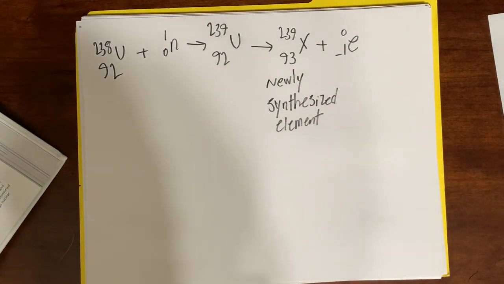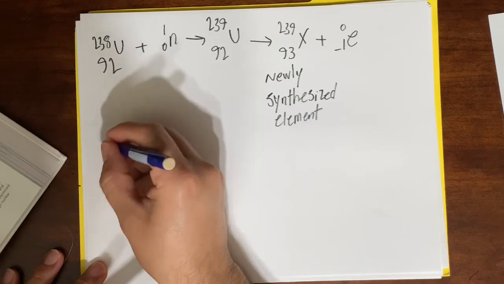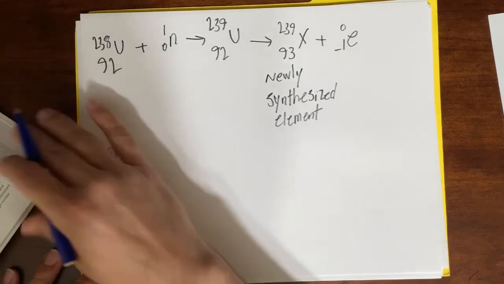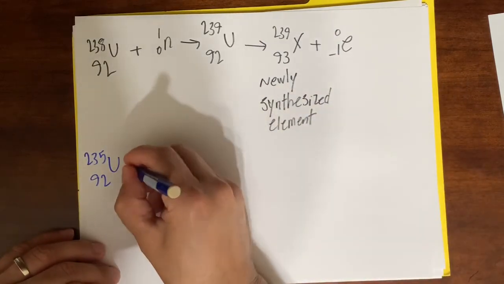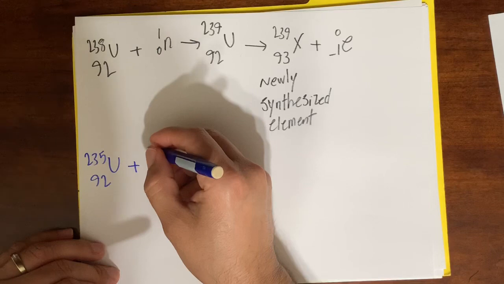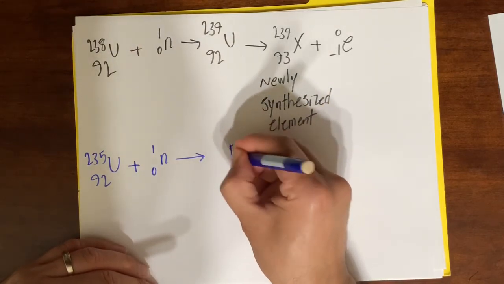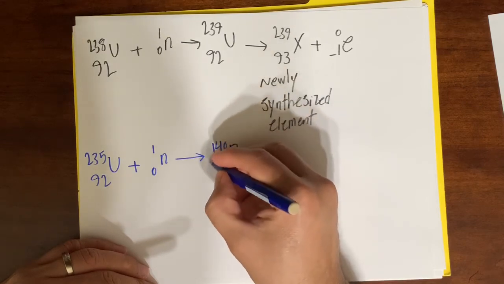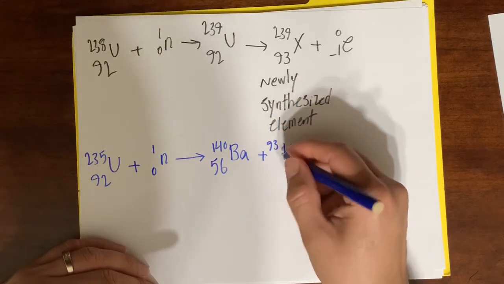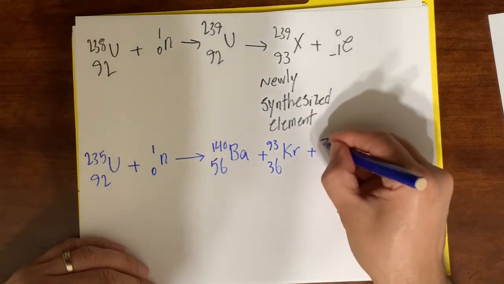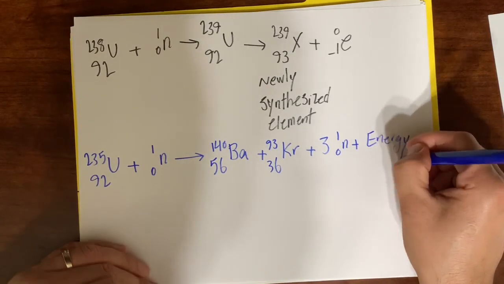Okay, and if you do it with uranium 235 and you add a neutron to it, you will get barium plus krypton plus 3 neutrons plus energy. Okay, plus a huge amount of energy.